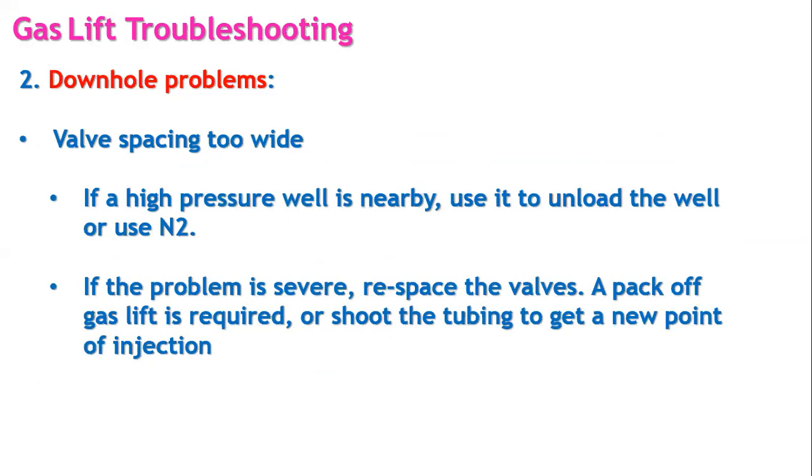In this case, we have to use an extra source of maybe nitrogen to be able to unload the well. And once the well is unloaded, of course, the system will start working properly. But if the problem is severe, we have to respace the valve, which is something that we have to pull the tubing.